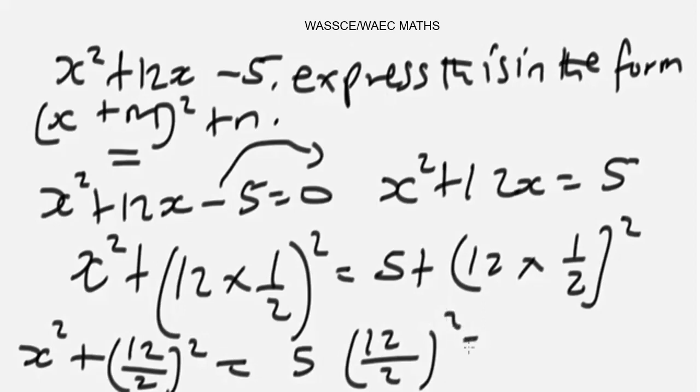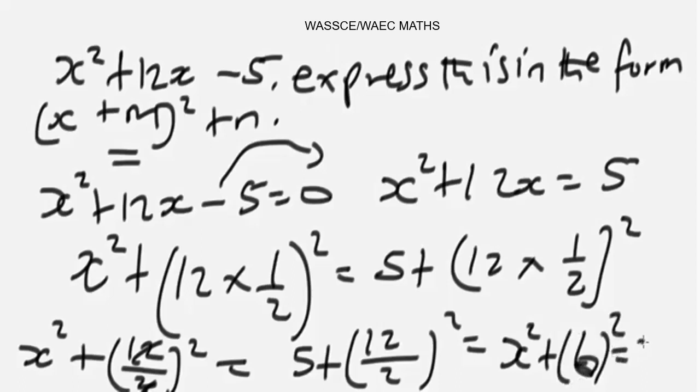When you simplify more, we're going to have x squared plus 12x plus, the 12 over 2 gives us 6, so 6 squared, equals 5 plus 6 squared. Now that you have done this, we can complete the solution.